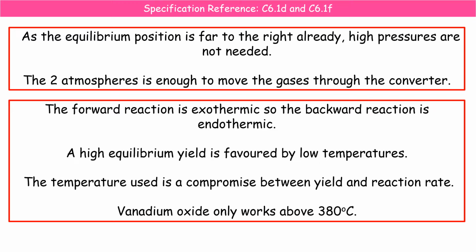And the other bit we need to consider is the fact that our vanadium oxide catalyst is only going to be functional above 380 degrees Celsius. So we can't go below 380, otherwise the catalyst won't do what it needs to. So we obviously pick a nice little compromise temperature.